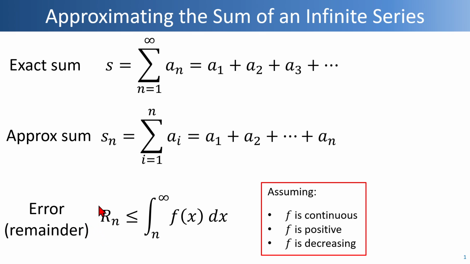So the error is also called the remainder, and it's going to be less than or equal to the integral from n to infinity of the function f of x, where this n is going to match up with the n that we use in our nth partial sum. This inequality holds as long as our function is continuous, positive, and decreasing on the interval from n to infinity. These are the same conditions that were used in the integral test.